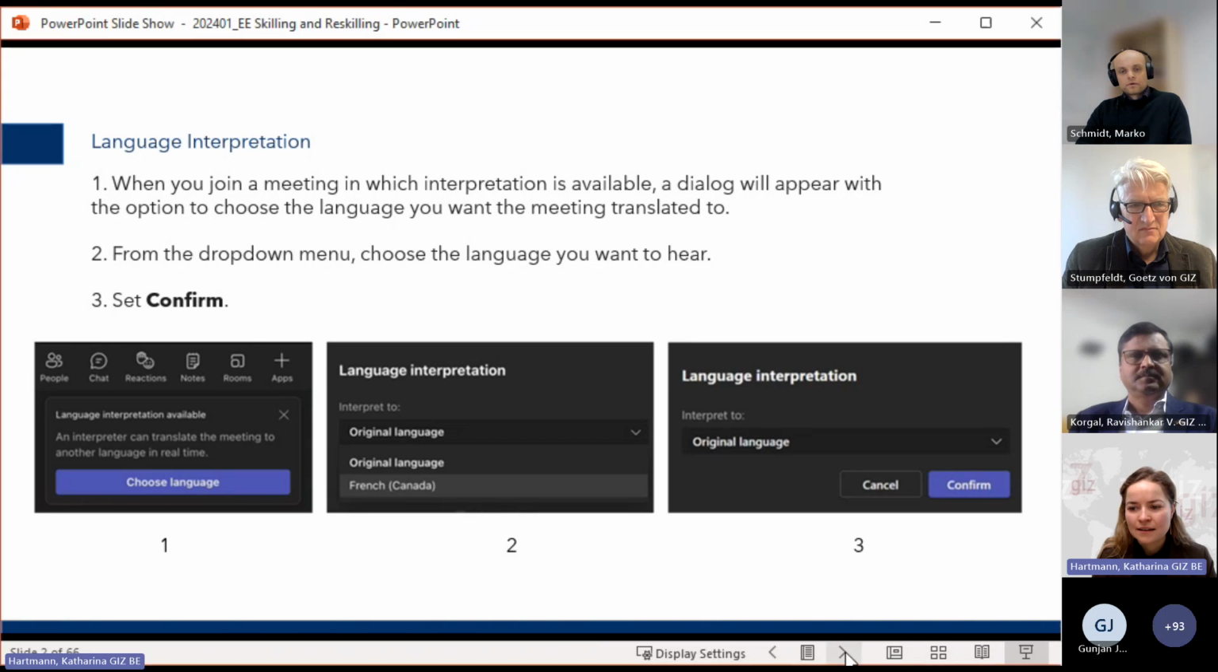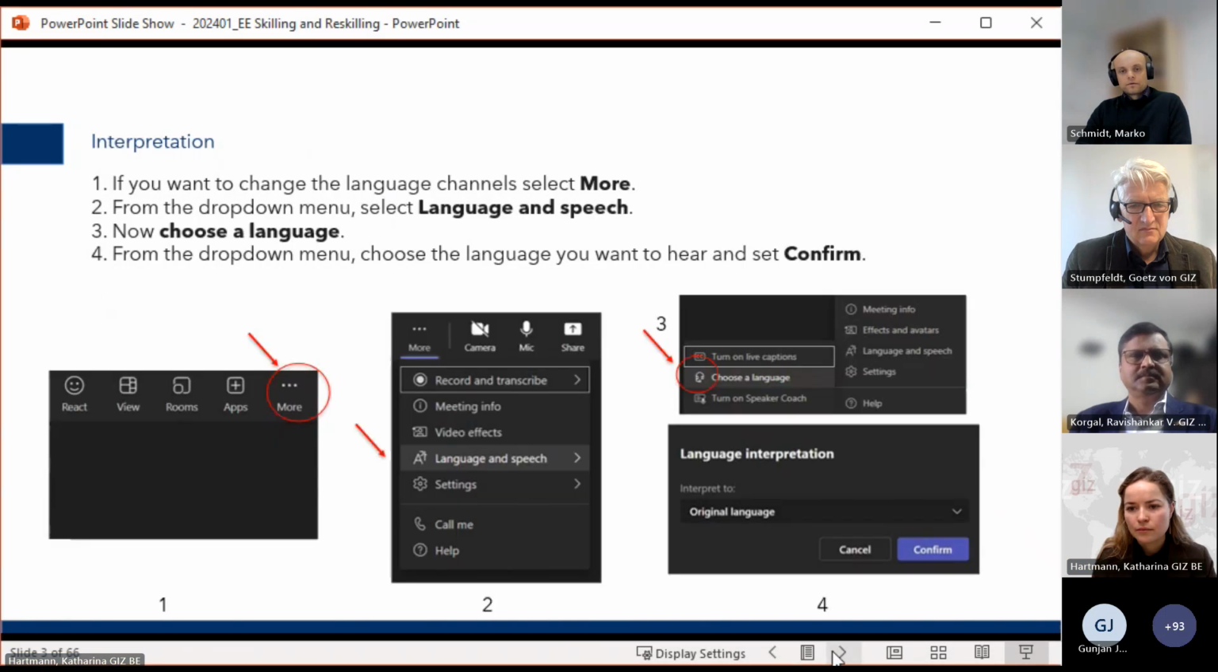Very sorry about that, but we could not select Mongolian as a language in MS Teams. When you click confirm, this is, if you didn't see the little window at the beginning, you can go through the 3 dots, then choose language and speech, and you have the same window and have to click confirm again at the end. If you're having any trouble, please let us know. It's first the 3 dots, language and speech, choose a language, and then interpret to original language.